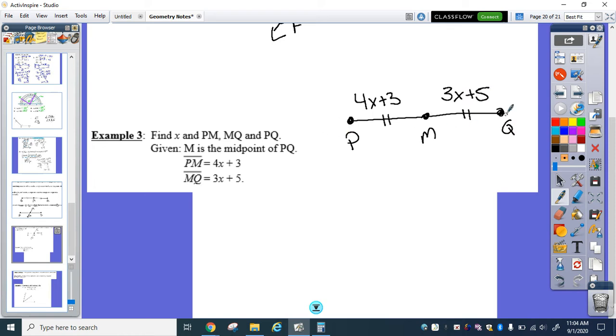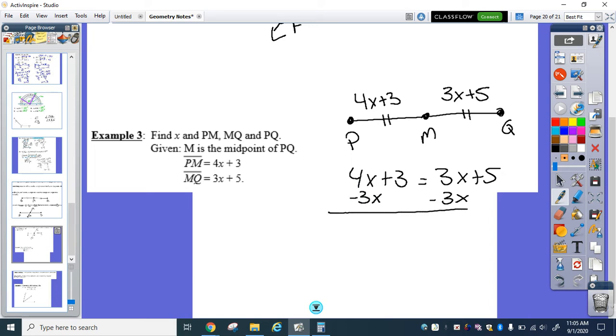Now, normally we would see these questions and we would be using the segment addition postulate. However, we don't have the segment addition postulate because we don't know how long segment MQ is yet. But we do know something very important. We have these congruent marks. We know that this half is the same length as this half. So if we're told we have a midpoint, we can set one side equal to the other and solve for x.